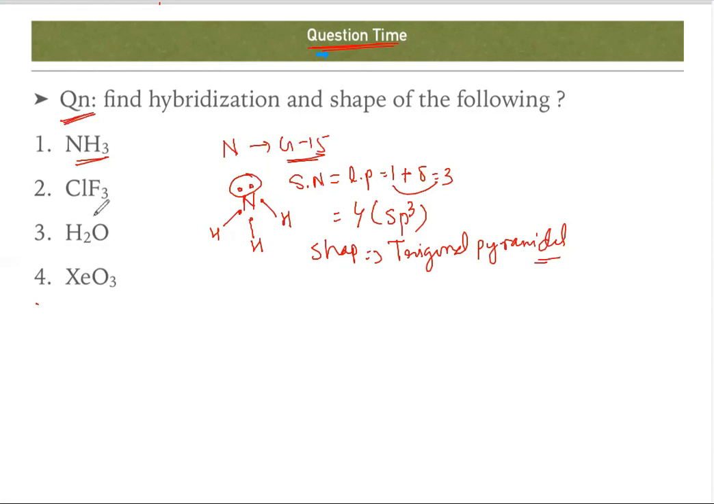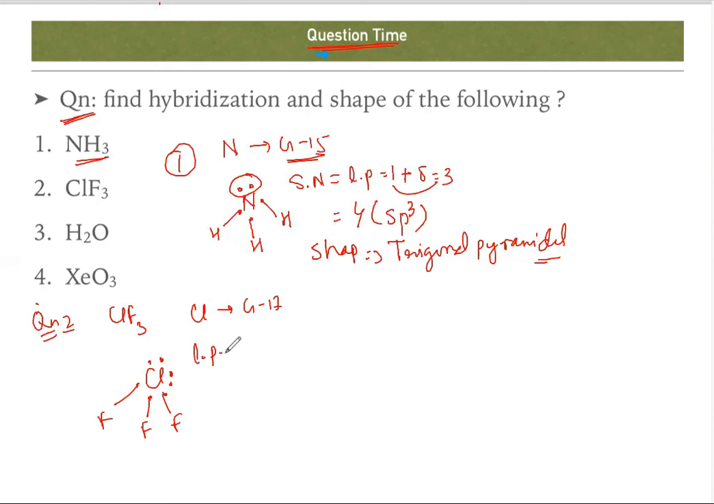Okay, this was question number 1. Question number 2, ClF3. Which one is the center atom? Center atom is chlorine. Chlorine belongs to group number 17, so 7 electrons. 1, 2, 3, 4, 5, 6 and 7. How many sigma bonds will it form? 3 sigma. How many lone pairs? Lone pair is 2. Sigma bond is 3. Total is 5. So steric number is 5.